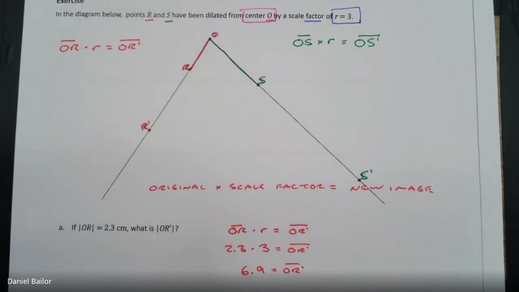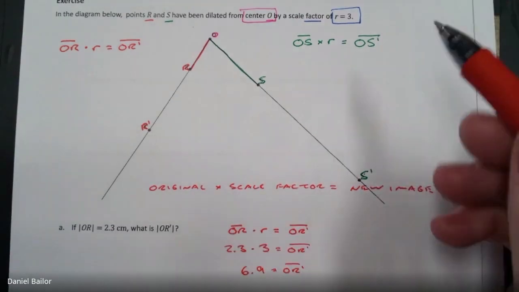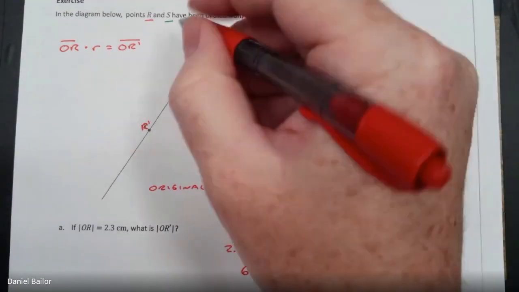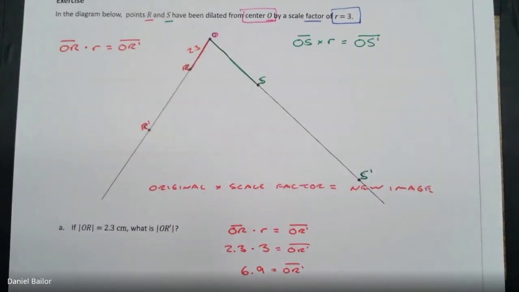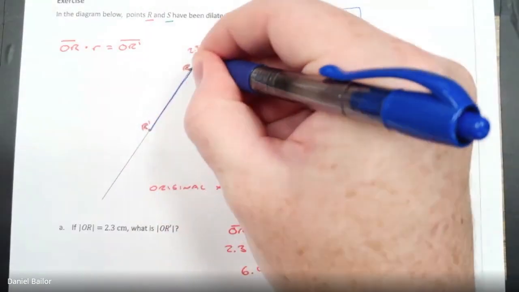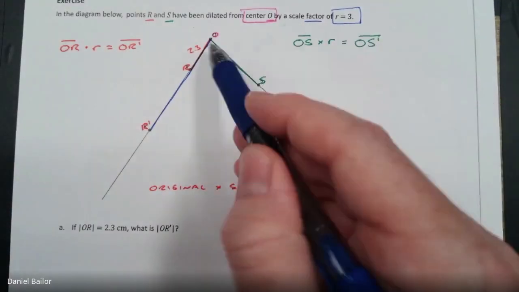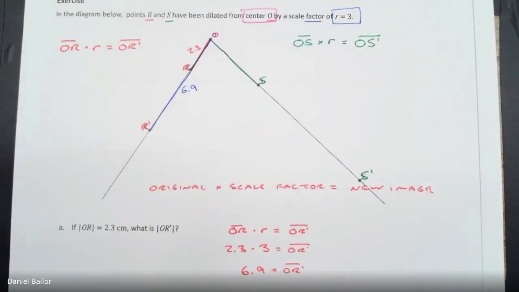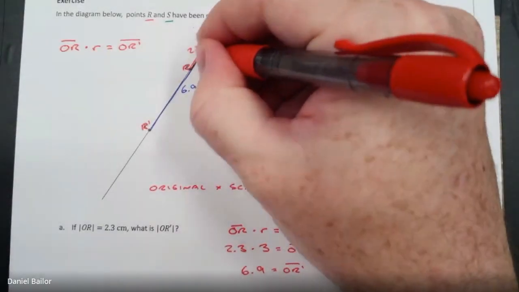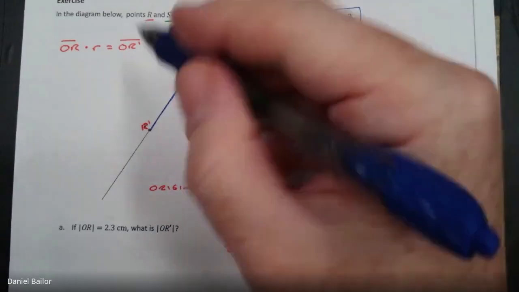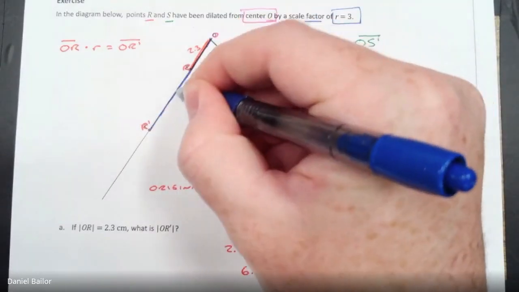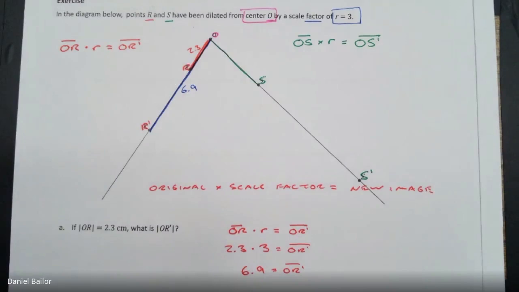So let's label that on the diagram so you can see what it is. They told us OR is 2.3. OR prime, the blue line right here, that is going to be the scale factor bigger, 3 times bigger. That's going to be 6.9. So the 2.3 is this red section, the original. The new one is the blue, the new image. So OR prime is 6.9 centimeters. So we should also label centimeters right there.